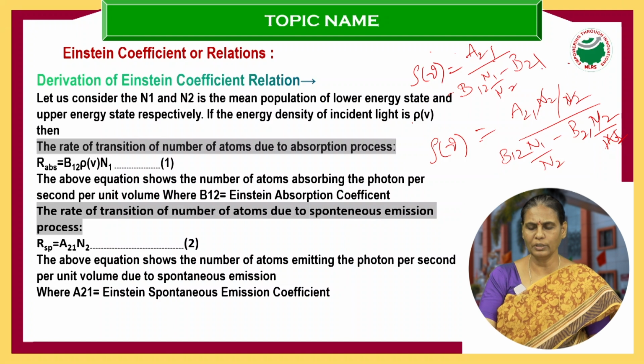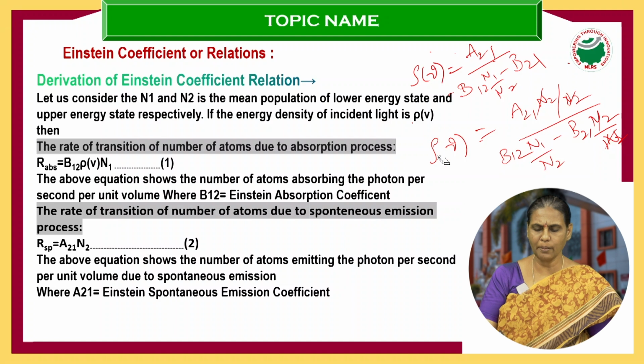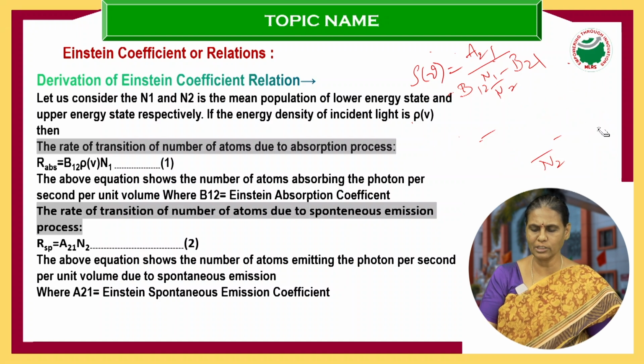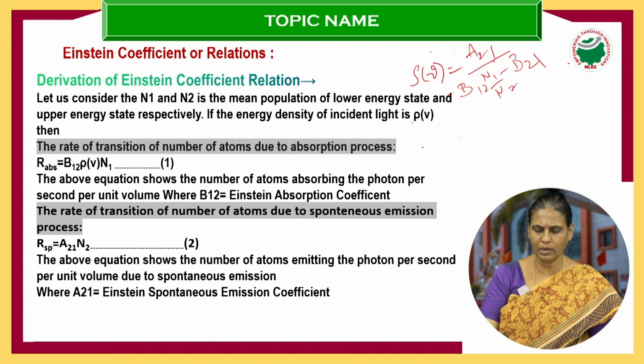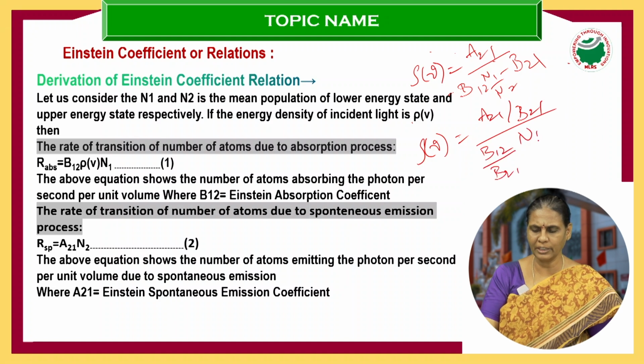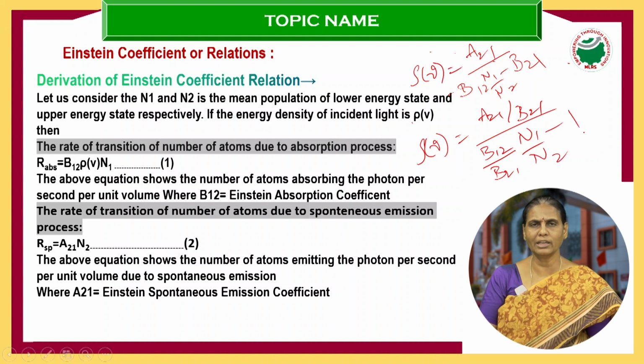I want to convert this also, to remove this term. So I am multiplying and dividing by B21. Writing the equation in terms of B21, the numerator becomes A21 by B21, so rho of nu is equal to A21 by B21 divided by B12 by B21 times N1 by N2 minus 1, because B21 by B21 cancels and leaves minus 1.